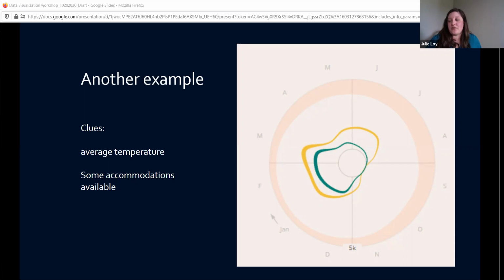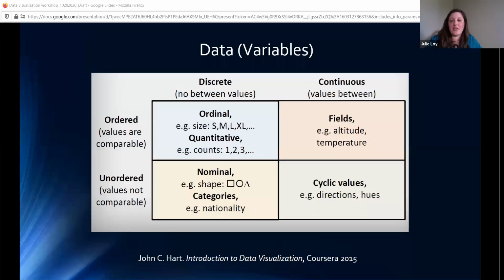So there are two examples of kind of using those variables of data together, and coming up with places where you can look out under the stars. So yeah, next slide.